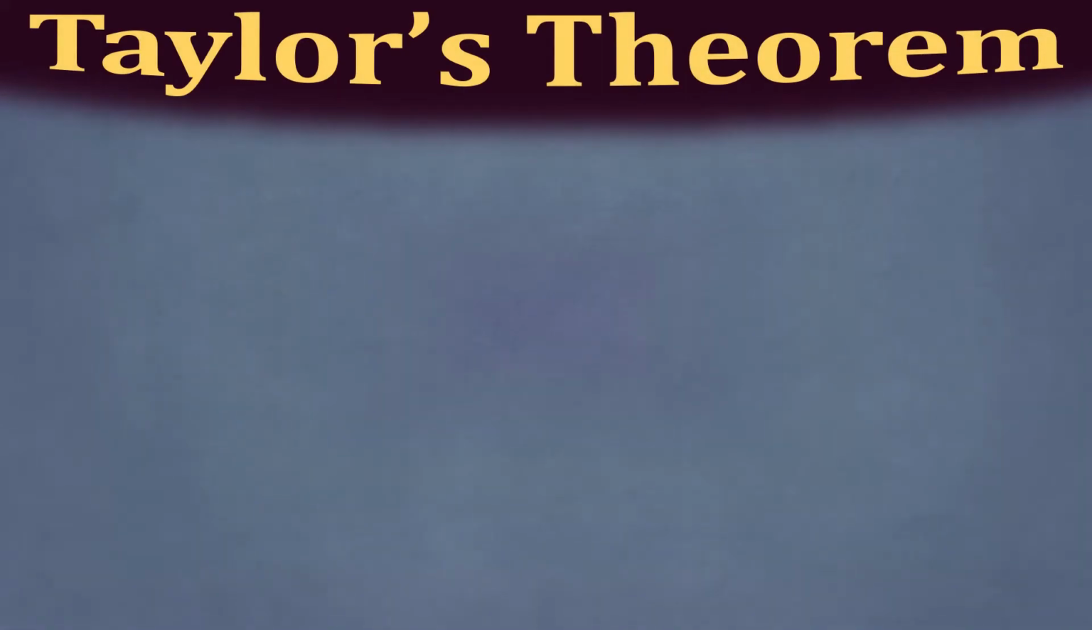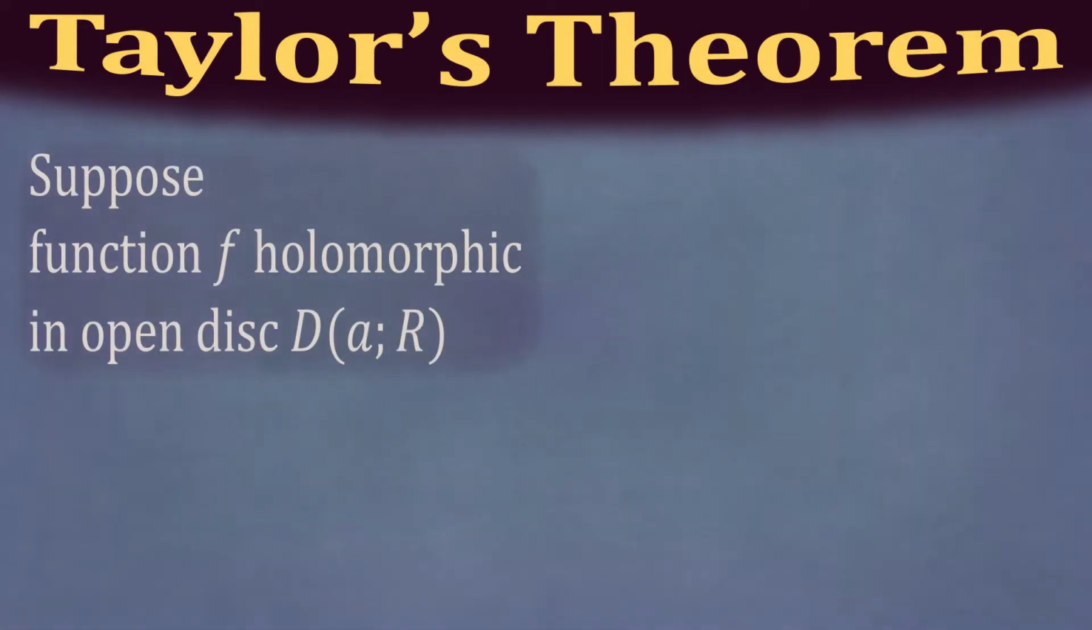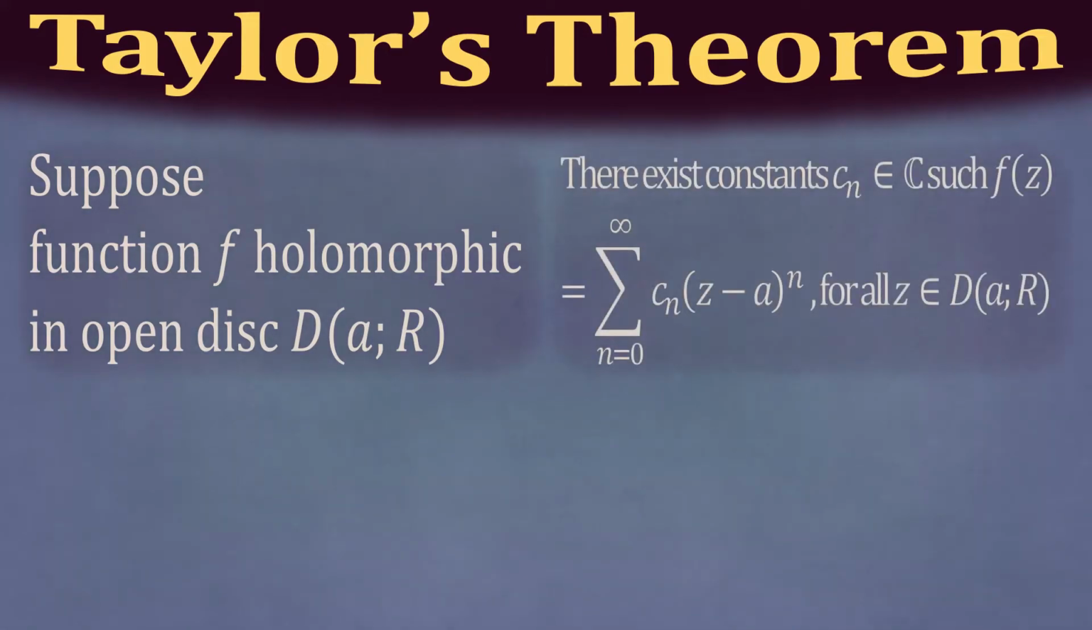Now, we can state Taylor's theorem. Suppose a function f is holomorphic in an open disk D of a and R. Then there exists a constant Cn in the complex numbers such that f of z is equal to the sum from n equals 0 to infinity of Cn times z minus a to the n for all z in the disk of a and R.